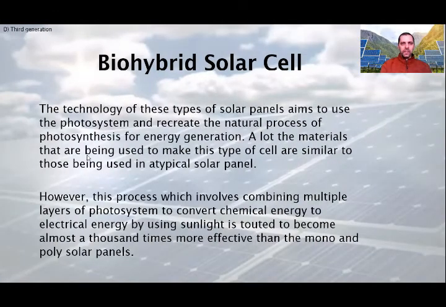Biohybrid solar cell is a solar cell made using a combination of organic matter, photosystem, and inorganic matter. It wants to replicate the photosynthesis. About this, you heard in the third video. Multiple layers of photosystem gather photonic energy, convert it into chemical energy, and create a current that goes through the cell.